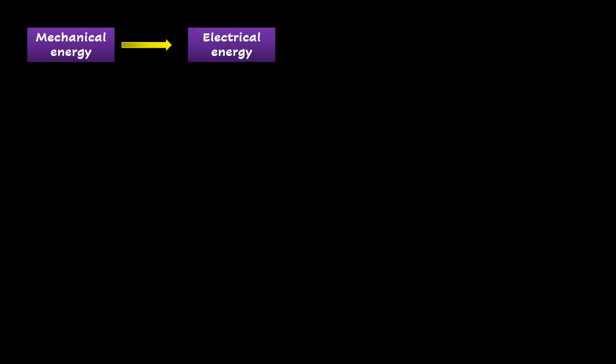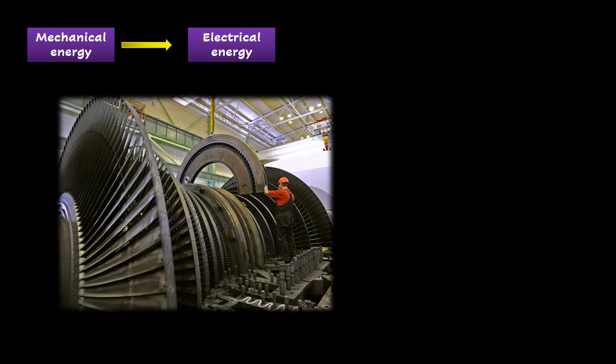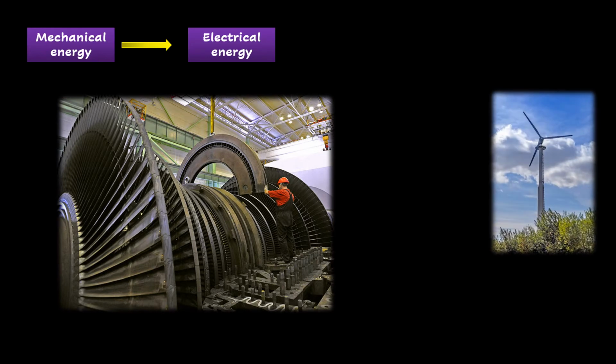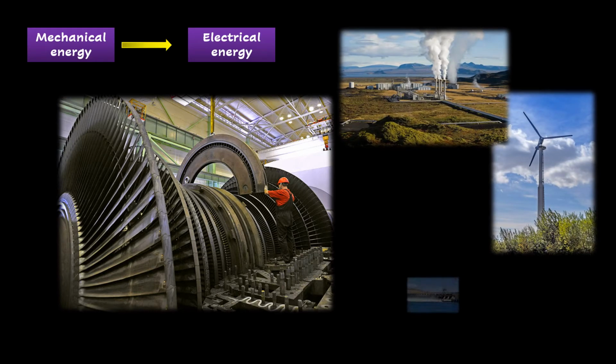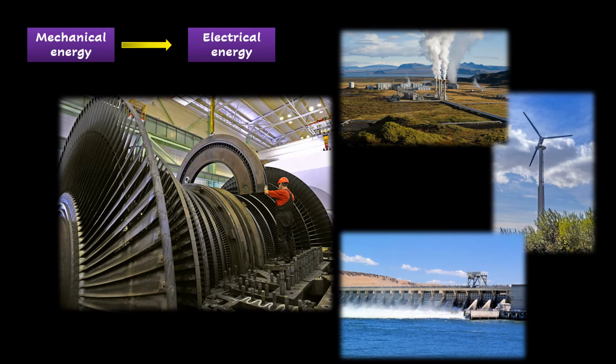This mechanical energy is actually the kinetic energy in your turbine, which is rotated by another source of energy. It can be wind energy, heat energy, and also hydro energy. In Malaysia, the main generator uses hydro energy to rotate your turbine and convert the kinetic energy into electrical energy by using electromagnetic induction.